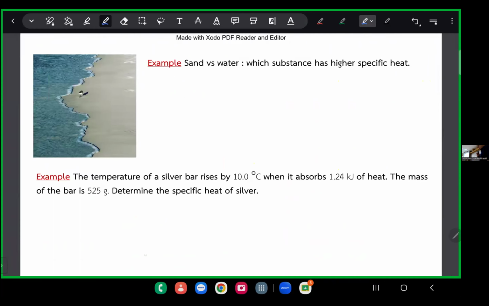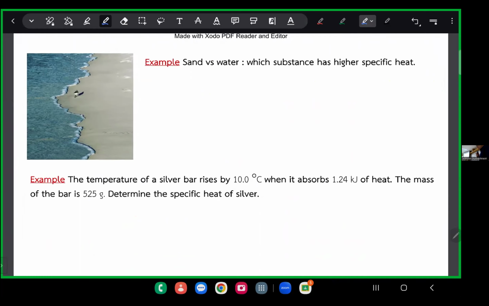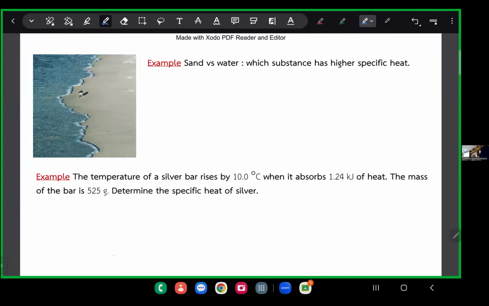So what can we do with this, guys? Before we move on, let's do a simple question just to check that you understand this concept. At the beach, does water or sand have the higher specific heat? Water or sand has a higher specific heat? 1,000 points. What do you think? Water or sand has a higher specific heat?